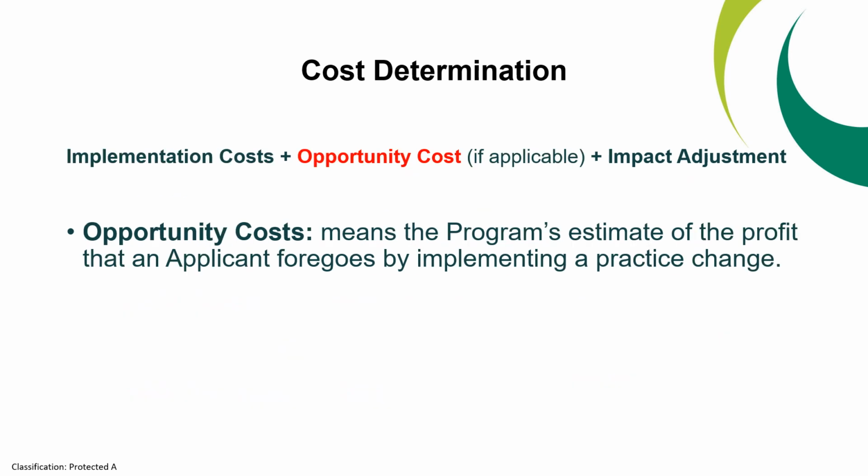Next, we have opportunity costs. This is the program's estimate of the profit that an applicant forgoes by implementing a practice change. Opportunity costs are specific to each BMP. Not every BMP will offer an opportunity cost. Those that do will clearly list that in their cost determination, which is listed on the funding list at the bottom of each BMP description. This is a one-time payment, and it is a payment per acre that is offered. So please review the funding list to see if it is applicable to your BMP project.